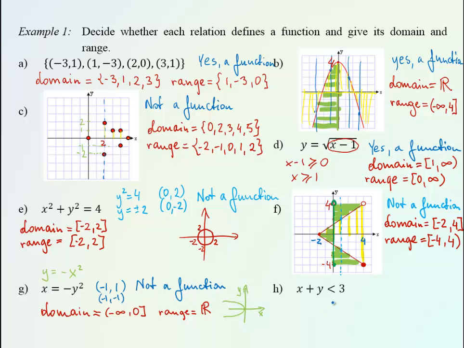And finally, the last example. This is an interesting example. We don't have an equation, we have an inequality. So is that a function or not? Well, definitely not, because for any x I can have tons of y values that will satisfy this inequality. Usually when you work with an inequality, this will never be a function.